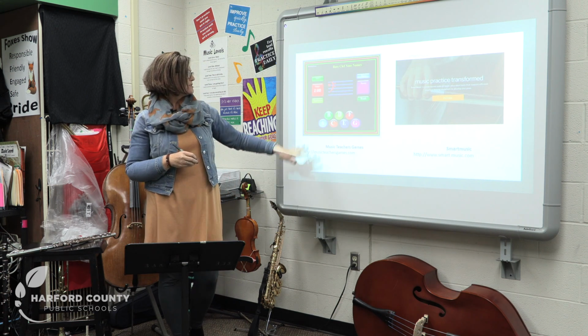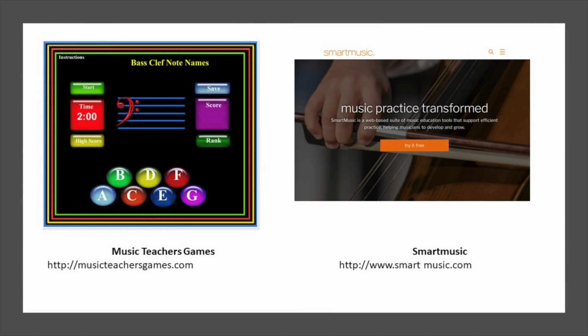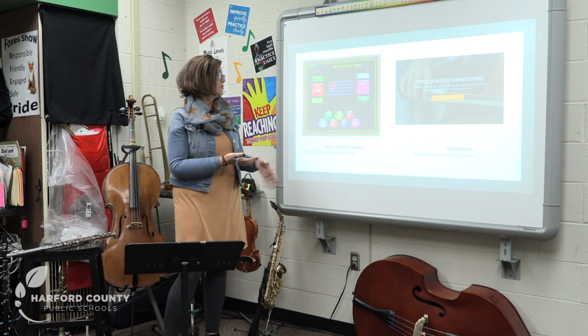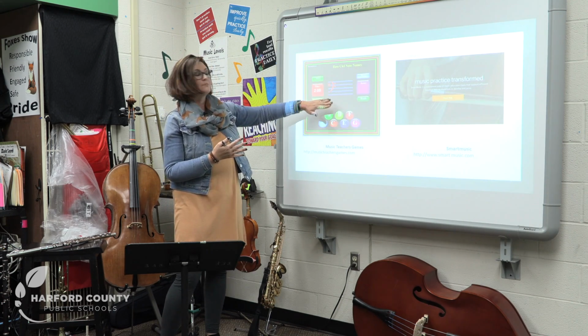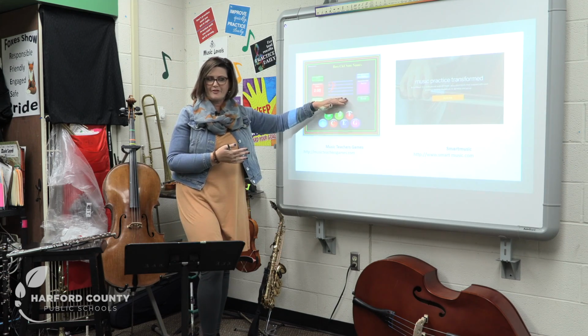Other great examples, another website, Music Teachers Games. That one you can practice reading based on the clef. So if you're playing an instrument that reads bass clef notes, you can pull up a bass clef game and you can practice reading those notes because they lay on our staff a little bit differently.